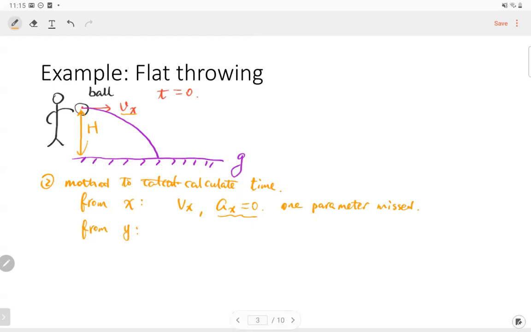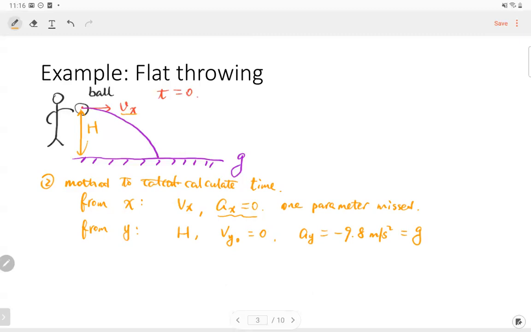But in the Y direction, let's see, we know the height, right? The height is H. And we know the initial velocity in the Y direction, because the initial velocity is only in the X component. So in the Y component, the initial velocity is zero. And I also know the acceleration in the Y direction. That's g. Ay is equal to minus 9.8 meters per second squared, and I can use g to label it. So we know three parameters in the Y direction. Then we can solve for time.